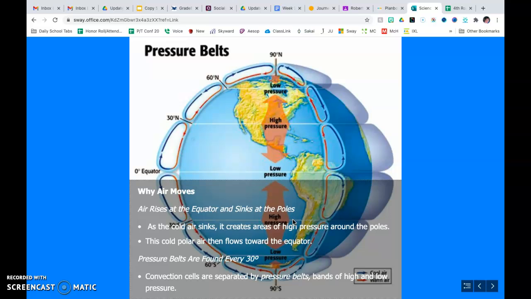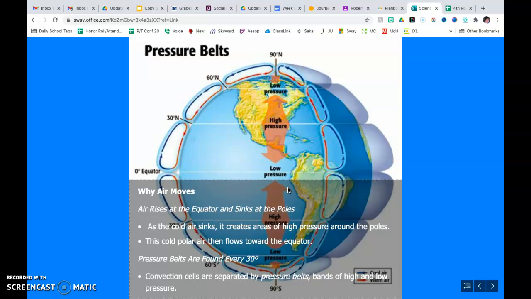So we know as cold air sinks, it creates areas of high pressure around the poles. And you can see that in the picture. We started at low, then high, then low, and then high. Same way with the south. So this cold polar air then flows toward the equator. And just as we discussed, there are pressure belts that are found at every 30 degrees. So 0, 30, 60, 90, both north and south.